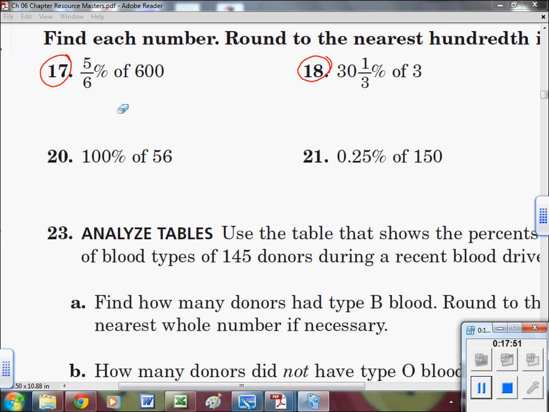We can't really do that until we know what 5/6 is as a decimal. So 5/6 as a decimal, I just did 5 divided by 6 on my calculator. 5 divided by 6.